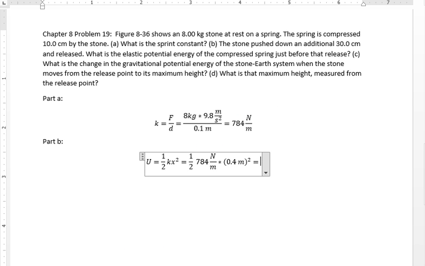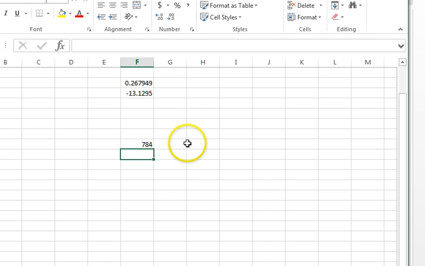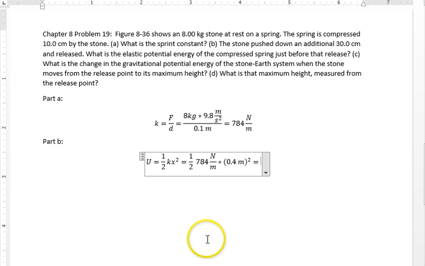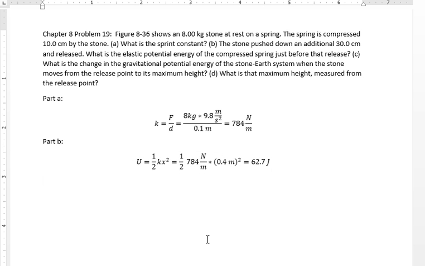All right. So 1/2 times 784 times 0.4 squared. So 62.7, right? 62.7 joules is the energy stored in the spring at that point. Part C.